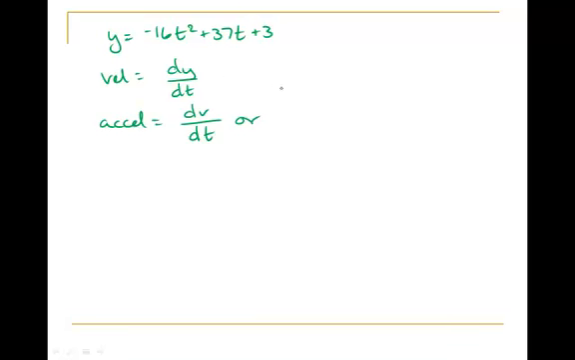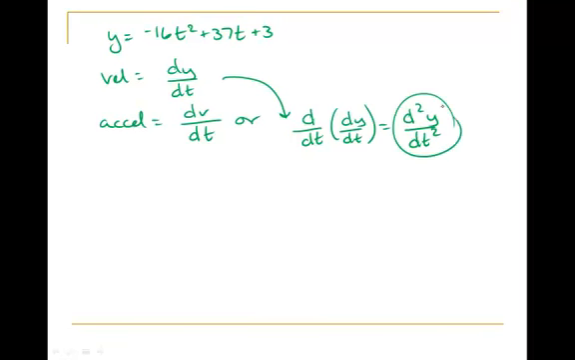So if I take this dy dt and take the derivative with respect to t of dy dt, I can also call this d squared y dt squared. So in other words, the second derivative of my displacement equation.